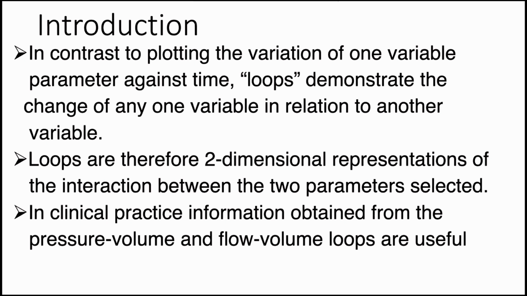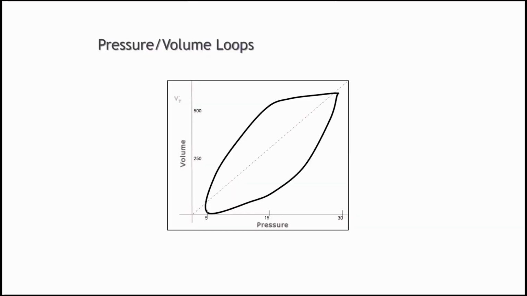Unlike that, in loops, two variables are plotted against each other. So there is some kind of dynamicity in the graph. That is the importance of this, and obviously it is useful, as we'll be discussing. Loops are therefore a two-dimensional representation of the interaction between the two parameters selected. In clinical practice, the information obtained from the pressure volume and flow volume loops is useful. So basically, these loops are very much useful. I would like to say that if I can borrow Dr.